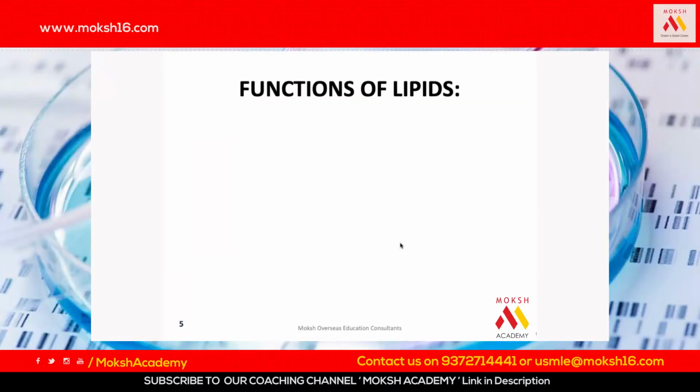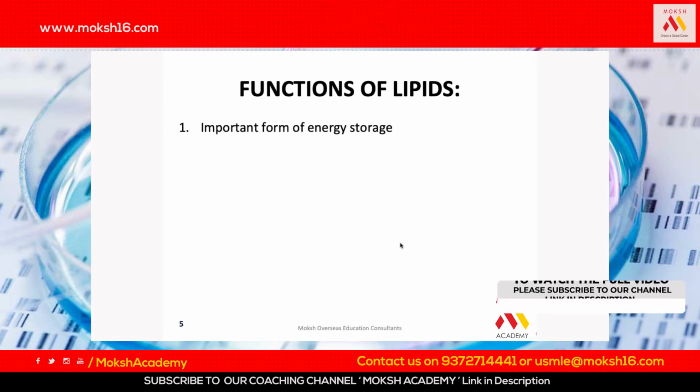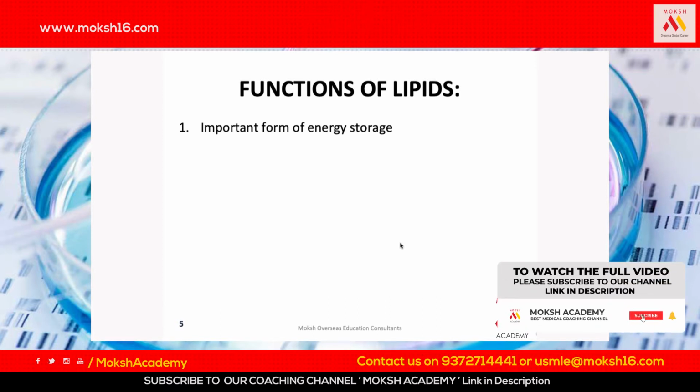What are the functions of lipids? Let's try to summarize them. The most important function of lipid, of course, is energy storage and energy yield. The best thing about lipids is you can store a ton of it.